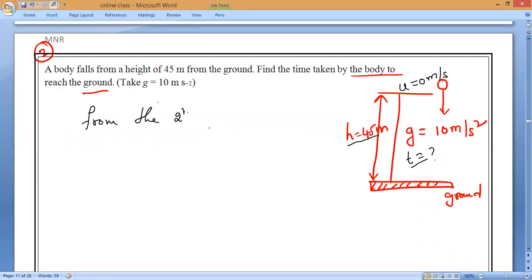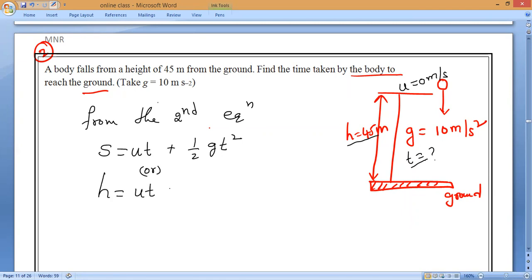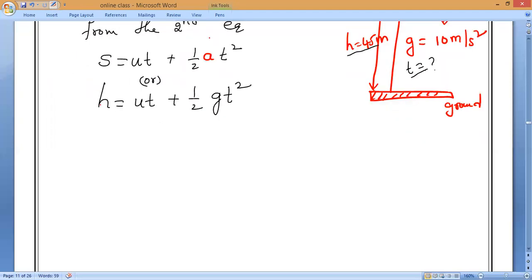From the second equation of motion, what is the equation? S equals ut plus half gt square. Okay, it is freely falling, so plus or minus? Plus only. So I can modify this equation. H is equal to ut plus half gt square. Here, instead of a, I will take g. So this is at square and this is gt square. Gokul, respond. If you don't know, ask me. Now you tell me, H, you know that.